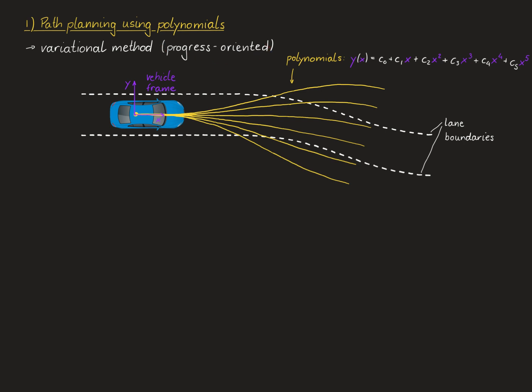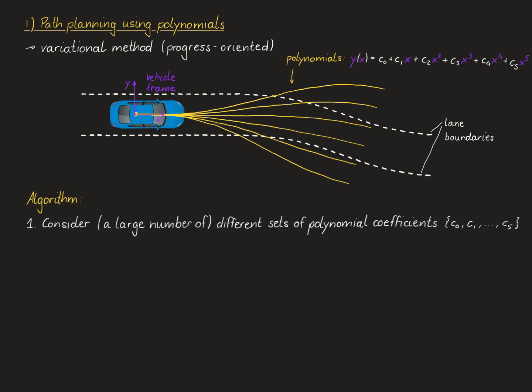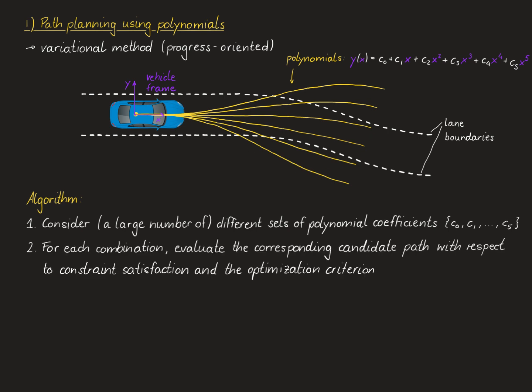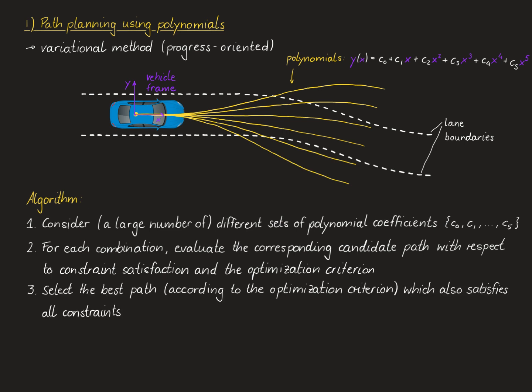A simple algorithm could simply look at a lot of combinations of polynomial coefficients C0 through C5. These combinations then lead to a large number of candidate paths, much larger than the 6 exemplary paths that are shown in this image. The algorithm may then simply evaluate each of these paths with respect to constraint satisfaction and select the best one according to the objective criterion.